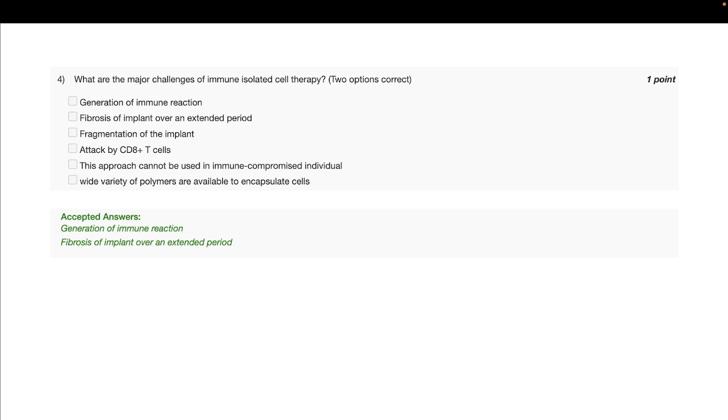So over an extended period, the patient's body is going to consider this as a foreign material. It will start attacking this isolated cell therapy. Since it's a very big molecule for the immune system to clear away, it will start fibrosing over it. It will just create fibrosis on the implant surface, and it will isolate it from the patient's body. So then this can lead to a diffusion problem. So these are two major challenges of immune isolated cell therapy.